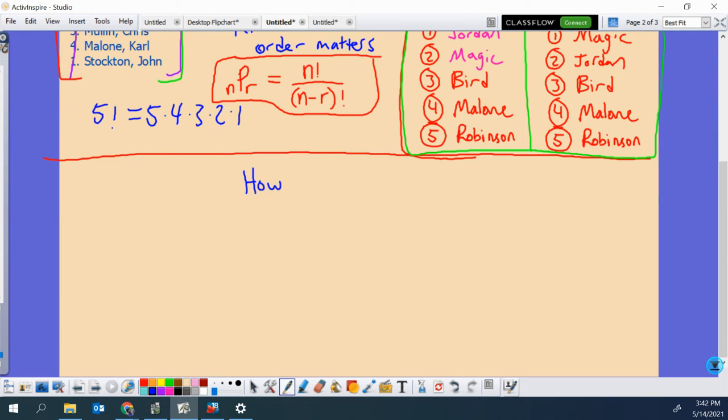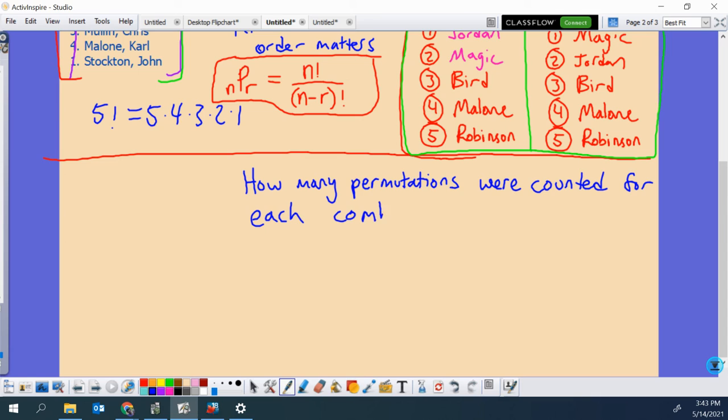How many permutations were counted for this combination, or for any combination? So again, these are 2 permutations of one combination, but there are many more, right? Assume we have this lineup of these 5 guys: Jordan, Magic, Bird, Malone, and Robinson. My question is, how many times did we count it?